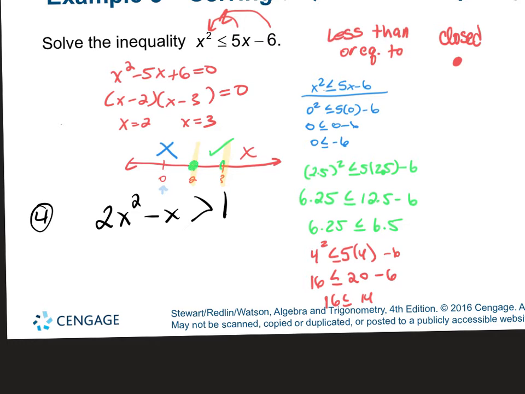Closed. So I'm going to close. And this is the only place that works, right here in the middle. So that would be what my graph looks like. So interval notation, like we did yesterday. What would my interval notation be for this graph?